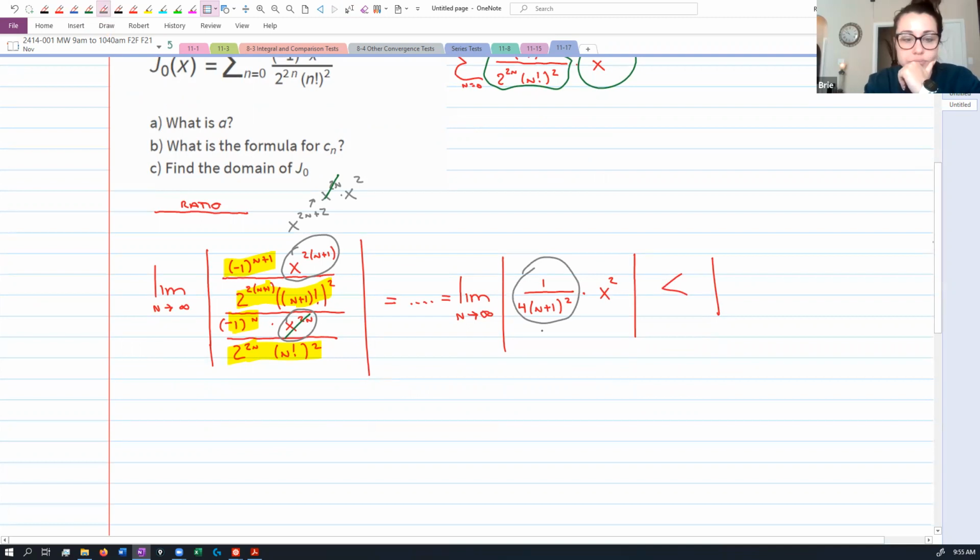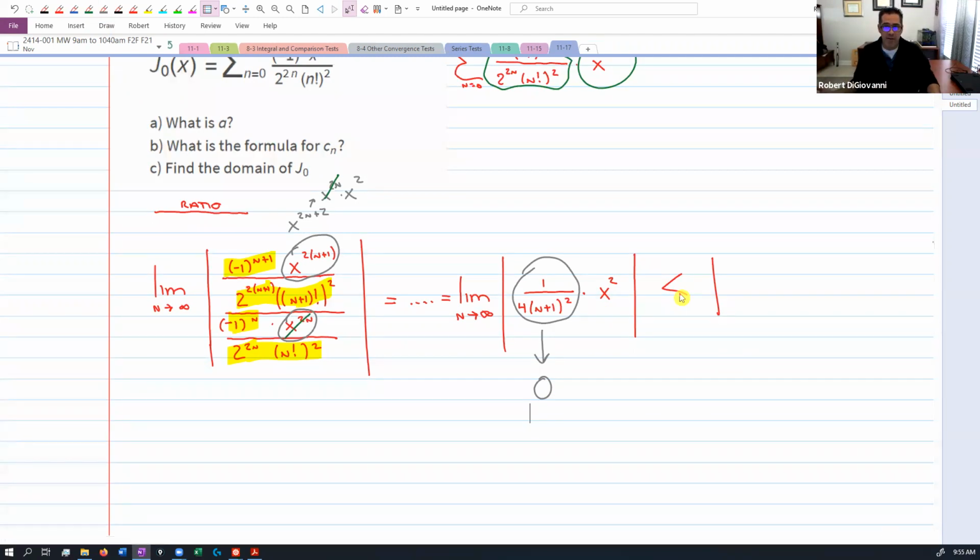0. It's headed to 0, which means it doesn't matter what x value I plug in. No matter what x value I plug in, this thing's headed to 0. It's basically going to kill this off and make this less than 1 all the time, which means I can plug in any value of x.